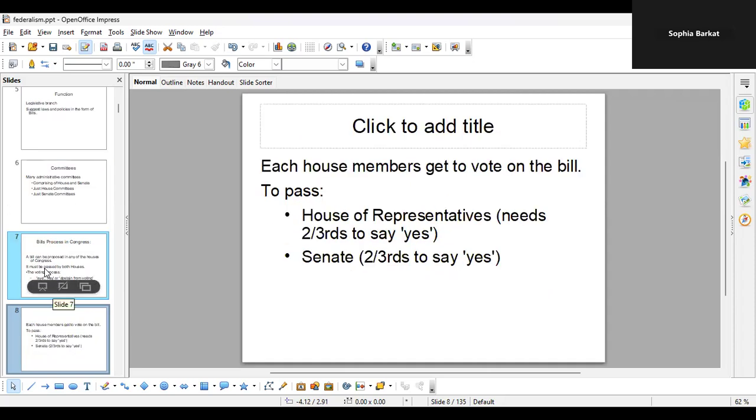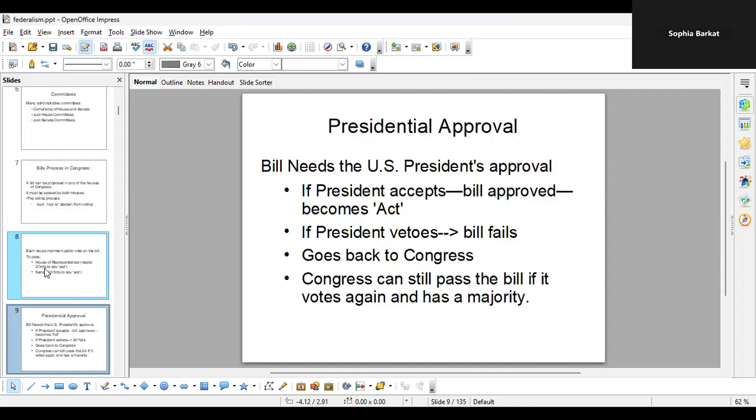So each House member gets to vote on the bill to pass the House of Representatives. The bill has to get 2/3 votes. So 2/3 of 435 have to say yes. In the Senate, 2/3 of 100 people have to say yes. If both houses say yes to a bill, what happens then? That's right. It needs to get the president's approval. Then it goes to the White House.